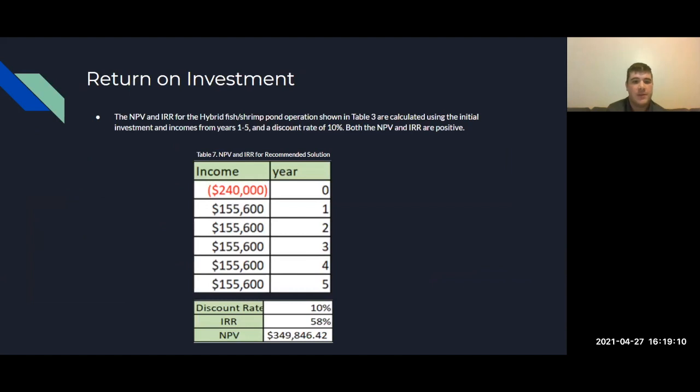And for the return on investment, the NPV and IRR, internal rate of return for the hybrid solution, we used a 10% discount rate, and we figured out that with a discount rate of 10%, there's an internal rate of return of 58% and a net present value of $349,846.42.